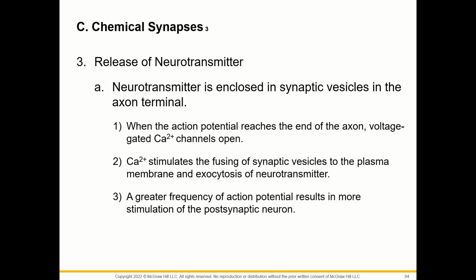Release of the neurotransmitter. Neurotransmitters are enclosed in those synaptic vesicles. So this is how they get released. It's pretty cool. So number one, when the action potential reaches the end of the axon, voltage-gated calcium ion channels open. So you've heard that calcium is important for lots of stuff. It's not just in your bones. It does make the calcium phosphate hydroxyapatite crystals of your bones. But you have to have serum calcium, blood calcium, that is going to be maintained at a set point.